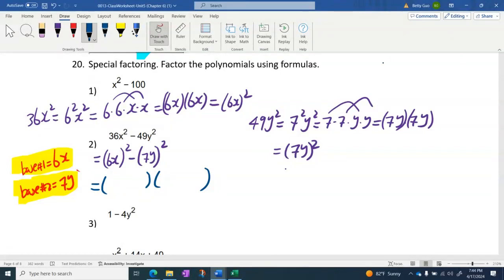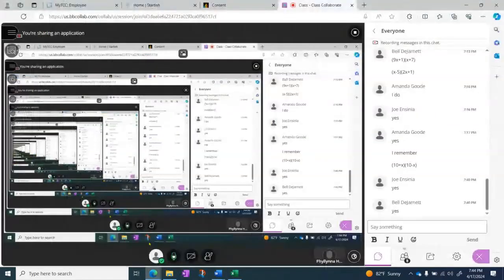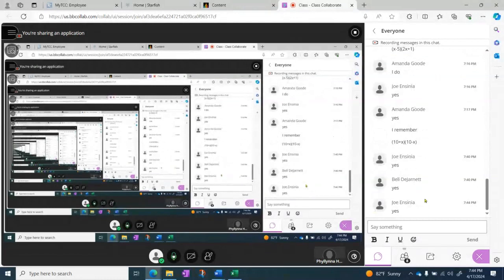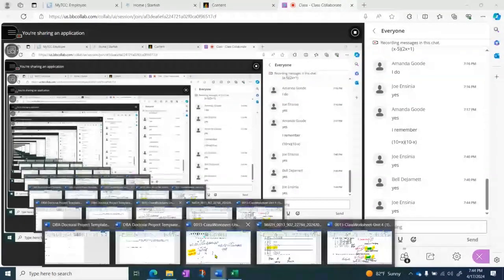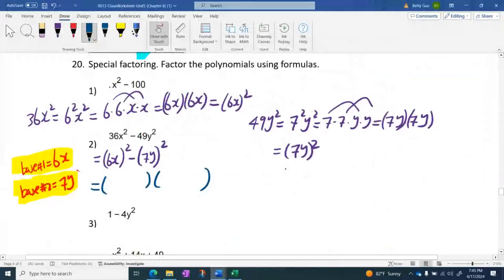Are you guys still there? What does the formula say? I'm still recording. What's the answer to this question, if we have the square of 6x minus the square of 7y?